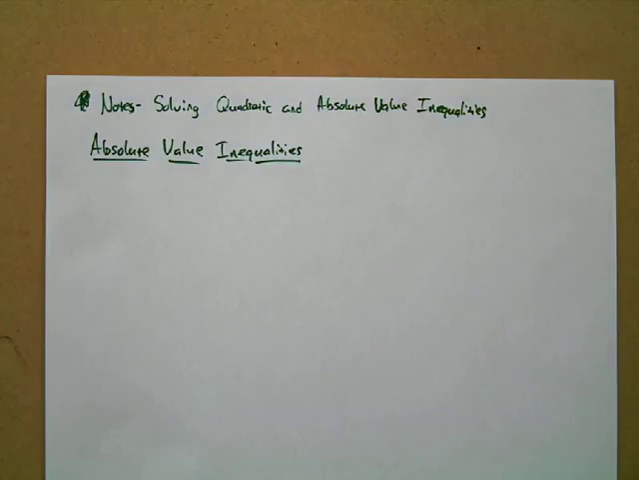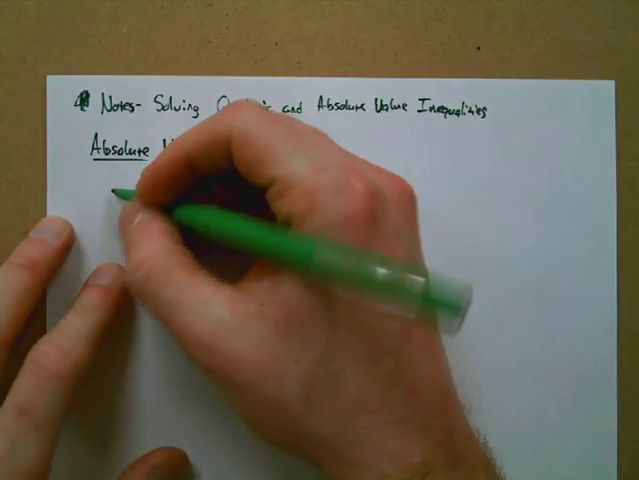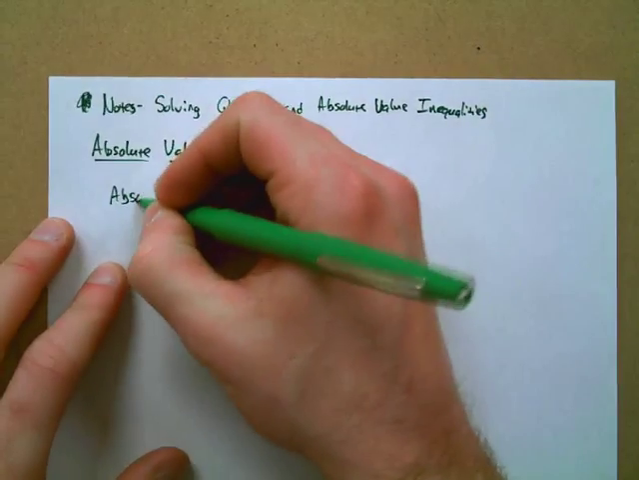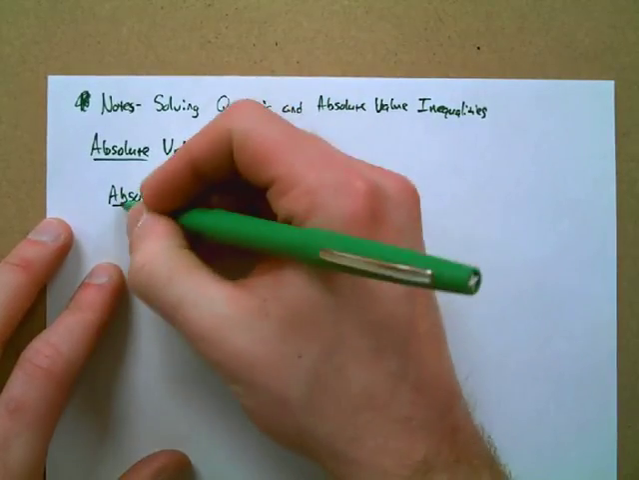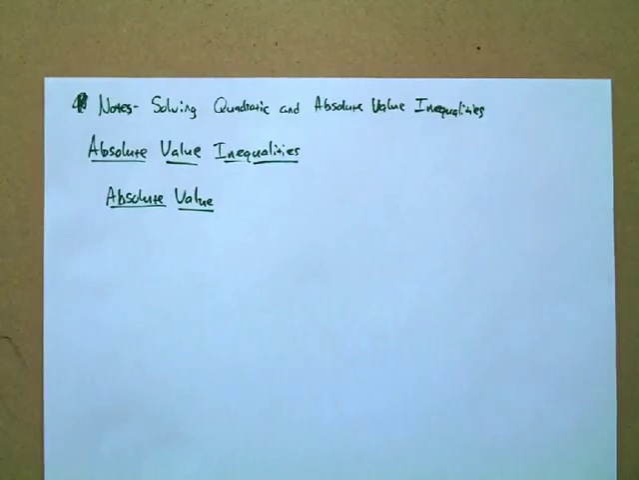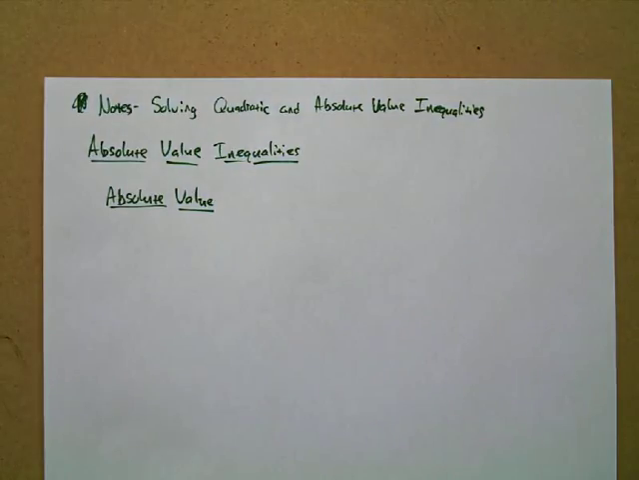So before we look at what an absolute value inequality is, it's helpful to remember the meaning of the absolute value. So, what does absolute value mean? What's the idea behind absolute value? Yep, distance from 0. Yes. Okay, that is the key understanding of absolute value.